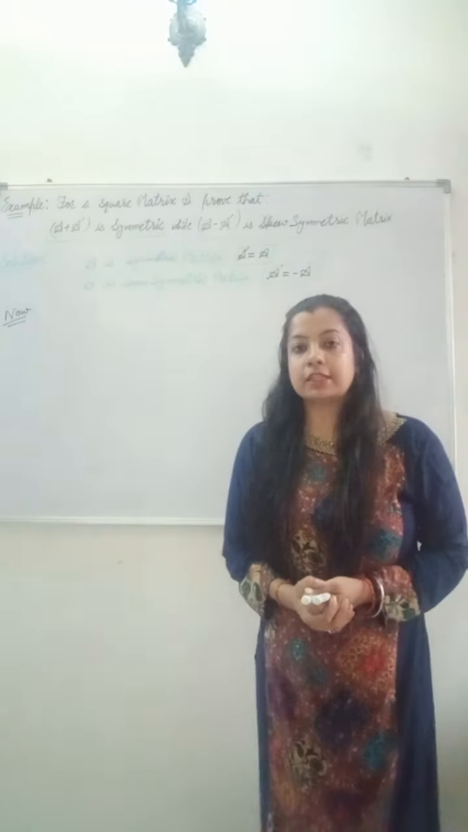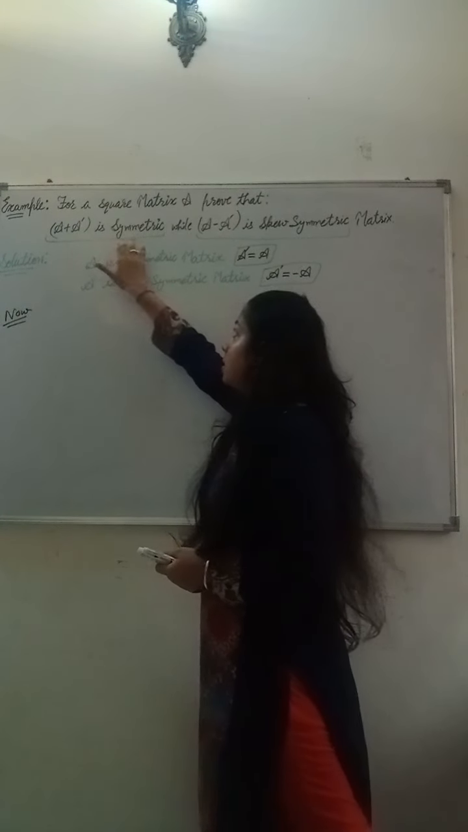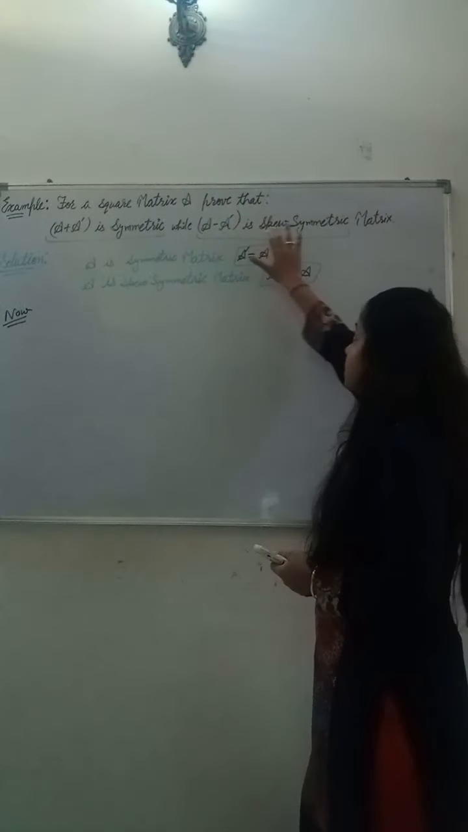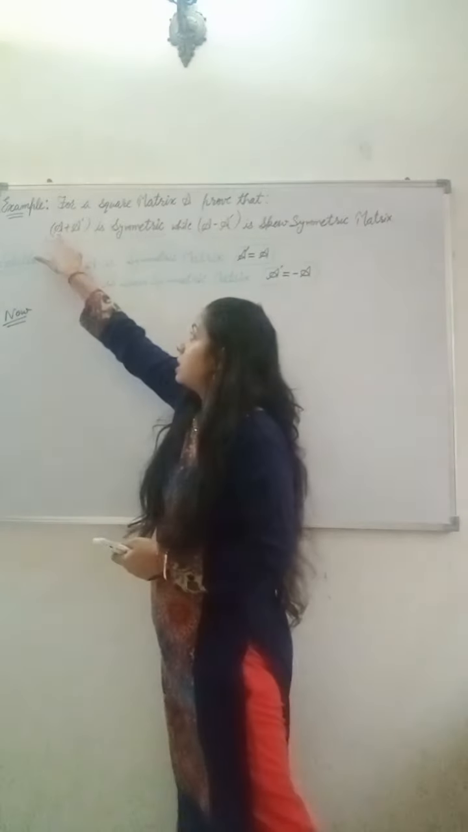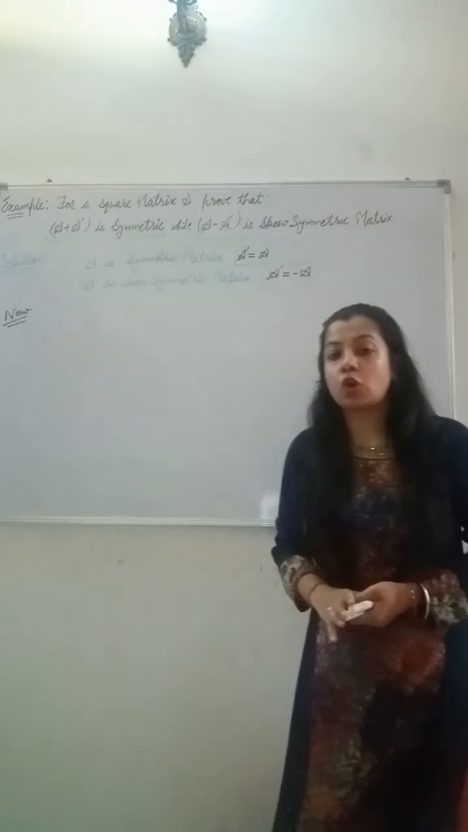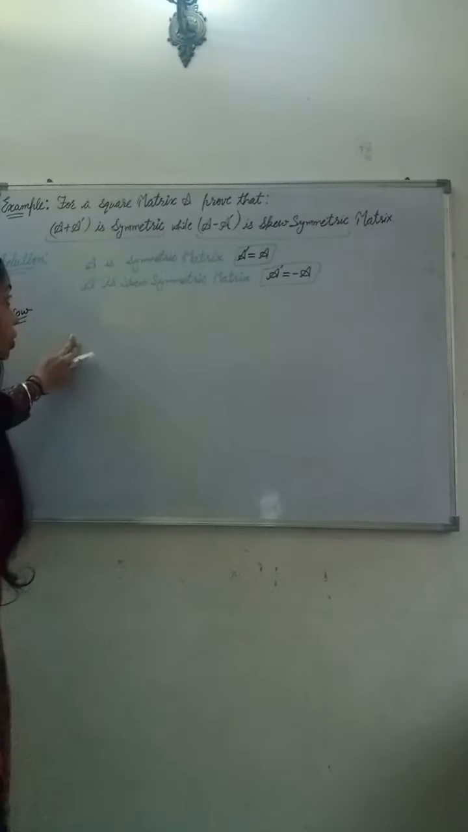Friends, let us consider one example. For a square matrix A, prove that A plus A dash is a symmetric matrix and A minus A dash is a skew symmetric matrix. Here A is a matrix and A dash is the transpose of matrix A. Let us find out its solution.